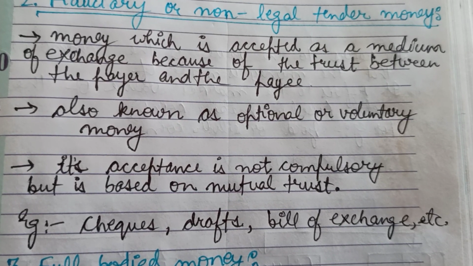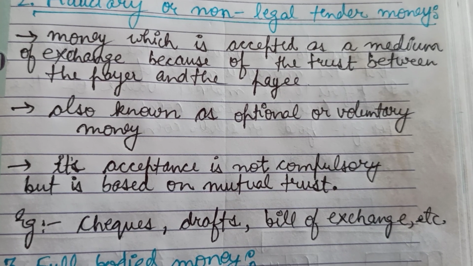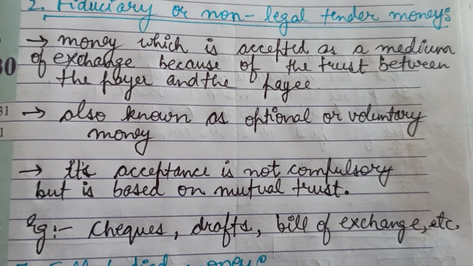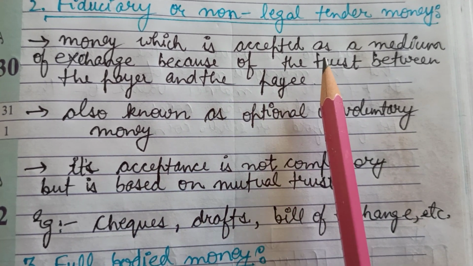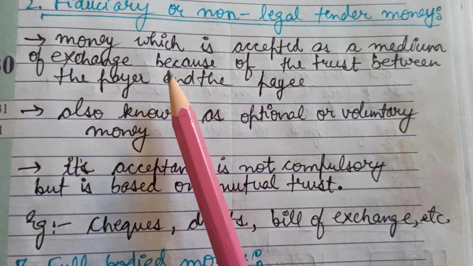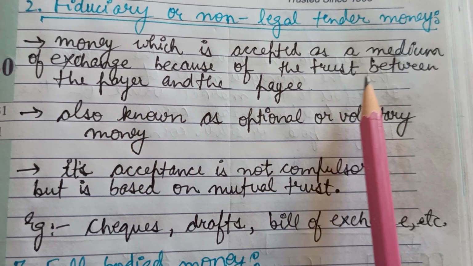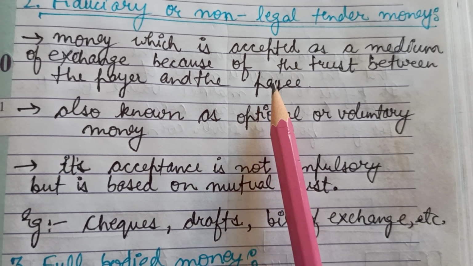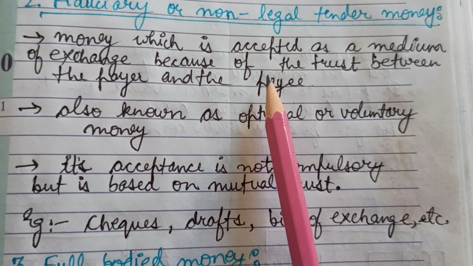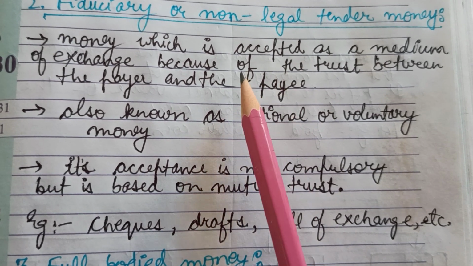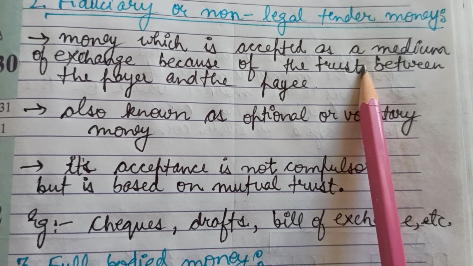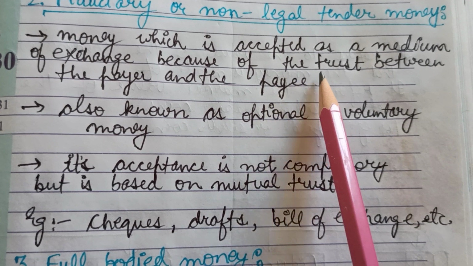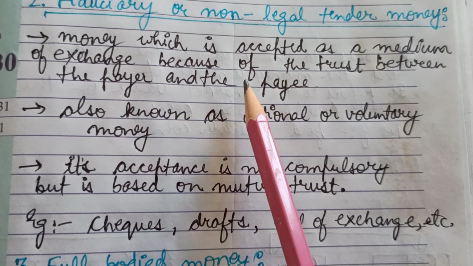Now next one is the fiduciary or the non-legal tender money. Now what is this? It is the money which is accepted as a medium of exchange because of the trust between the payer and the payee. Basically, this is a form of money which is not backed up by the government, but still it is used as a medium of exchange only because of the trust between the payer and the payee.